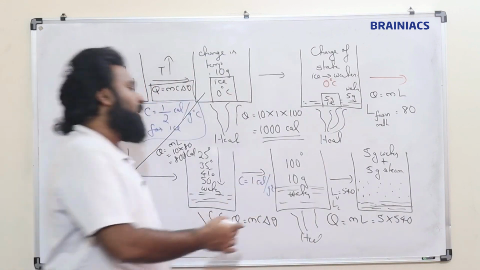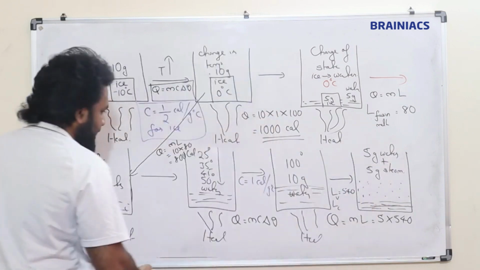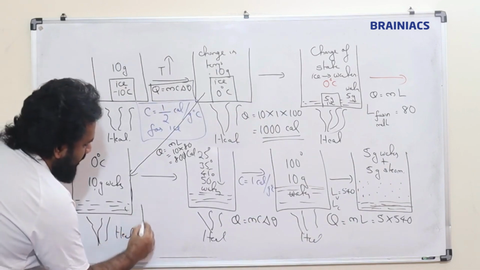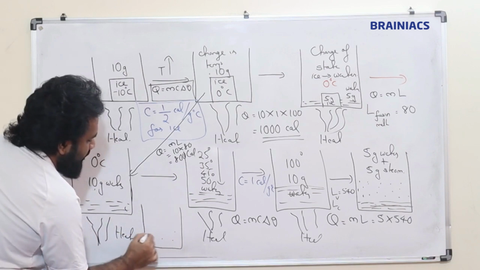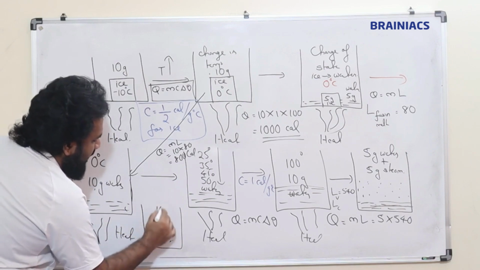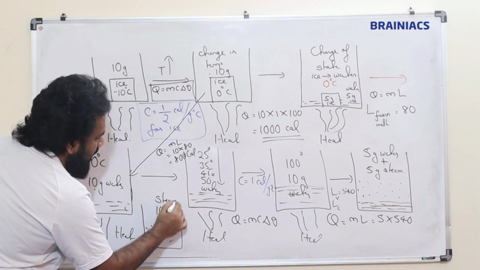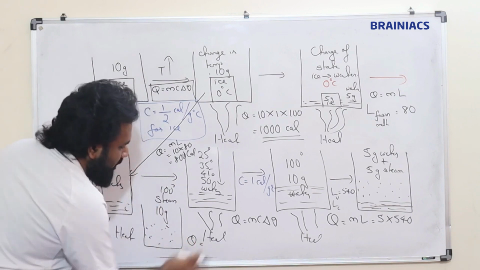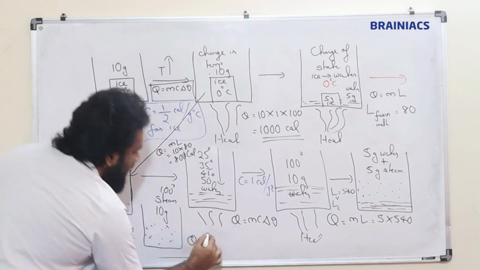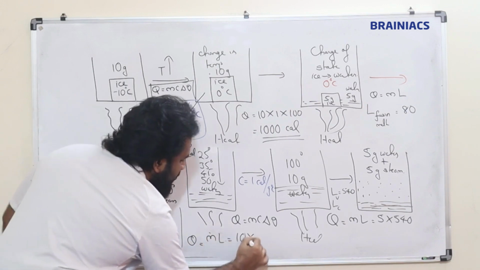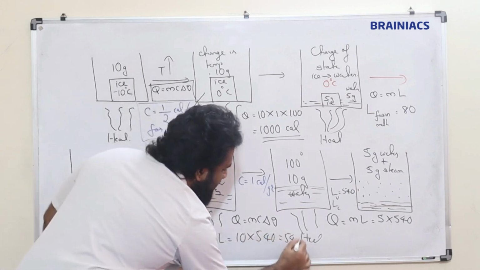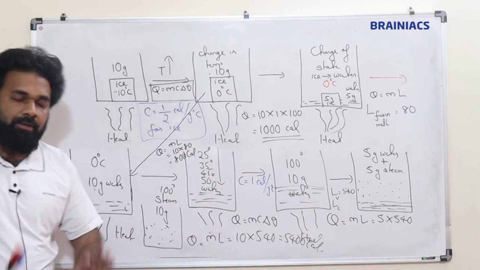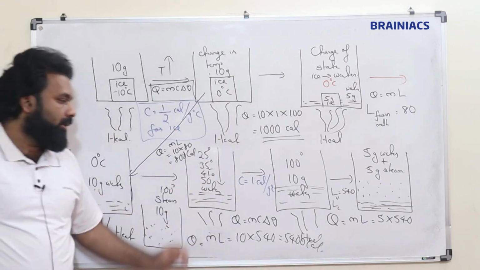Now suppose we need to convert completely into steam, I don't have space here, so I will draw here. Suppose we need to convert into 10 gram of steam at 100 degrees Celsius, then the total heat required is mL, that is 10 into 540. 5400 calories will come. Clear? Note it down.